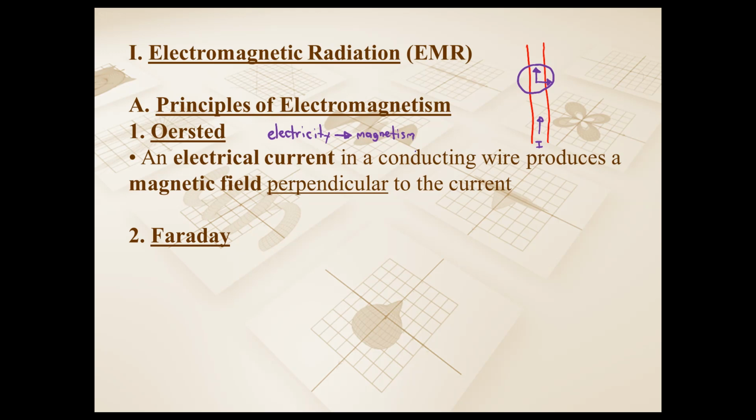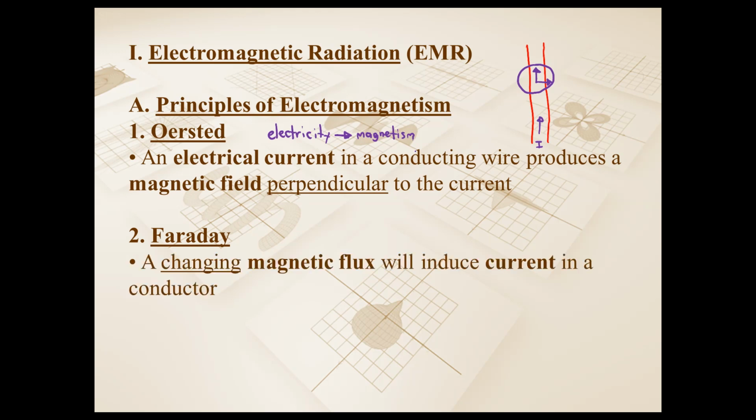We also talked about Michael Faraday. Michael Faraday's law stated that a changing magnetic flux will induce current in a conductor. So let's give an example of one of these scenarios. Let's say that we have a broken wire, and this broken wire is over top of a magnetic field. Most of the magnetic field is directed into the page. Use a variable B to represent the magnetic field.